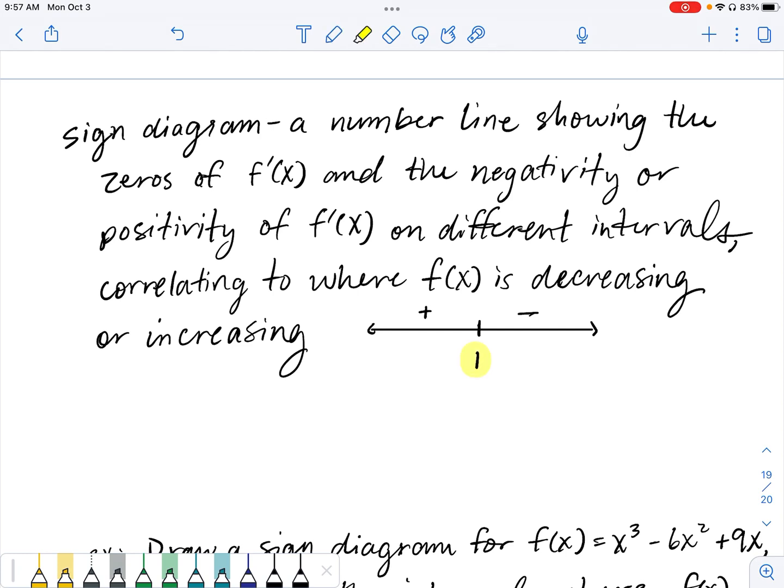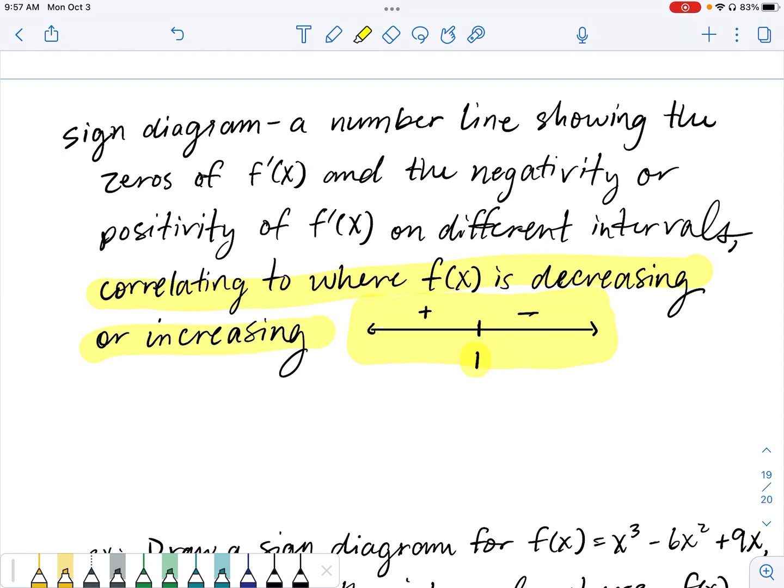In this example I have here, the only zero listed is 1, and a zero of a function is just where that function is equal to 0. So it shows the zeros, and then it shows whether that derivative function is negative or positive on the intervals separated by the zeros. And that correlates to where f of x is decreasing or increasing.